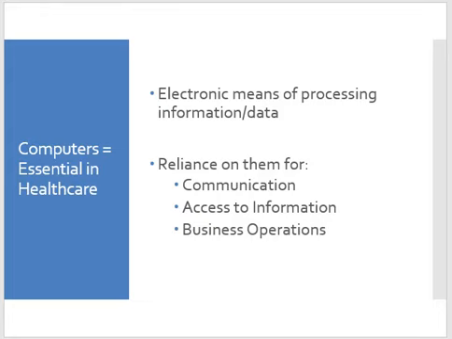Collectively, the operations of a computer are known as information processing or data processing, and we rely on them for communication, like emails, text, blogs, social networking, access to information, whether it's personal or business, education or general information, and business operations, which could be scheduling, purchasing, even education in that sense too.